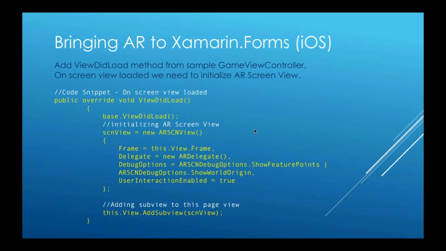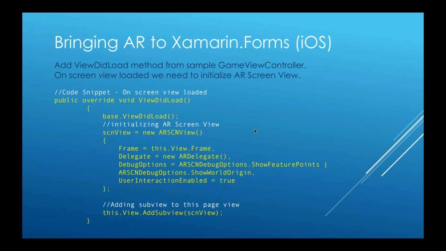We are basically copying this code, which is essentially copied from the Xamarin.iOS native. But I want to talk about this part here a little bit. I want you to understand the types of things you can deal with here. This is where we're setting our frame. This is where we're setting up our debug options.